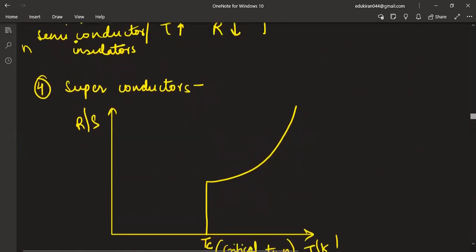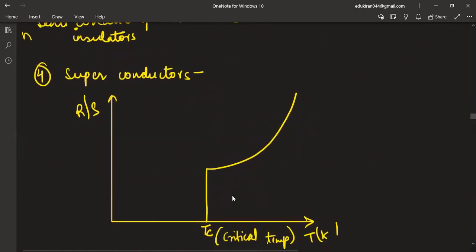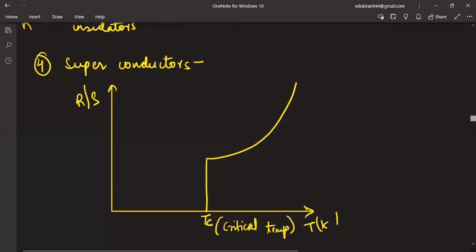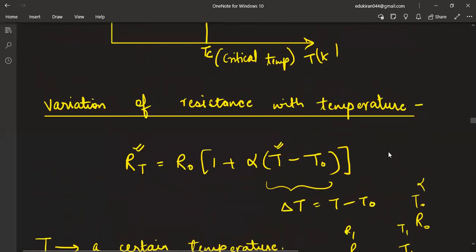Superconductors are not important. It's just that superconductors have such a graph where at a critical temperature, the value of resistance remains the same. But as soon as the critical temperature is crossed, it increases exponentially. So this is not very important, but just in case it comes in your entrance, you should have an idea. And this is the resistance formula.